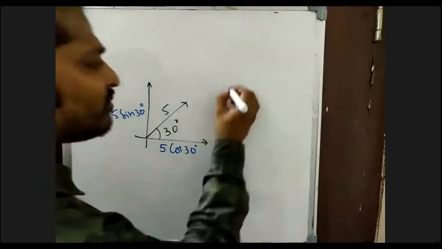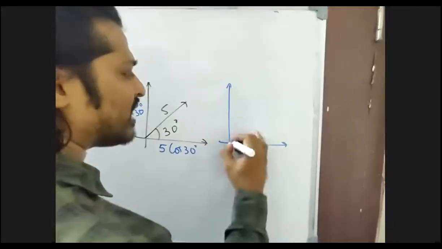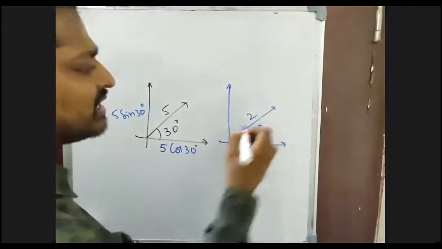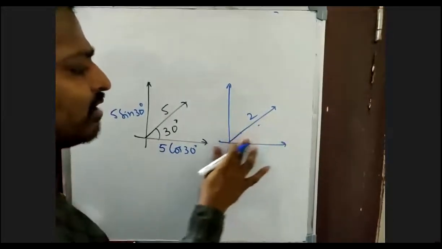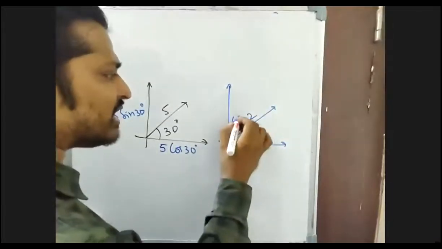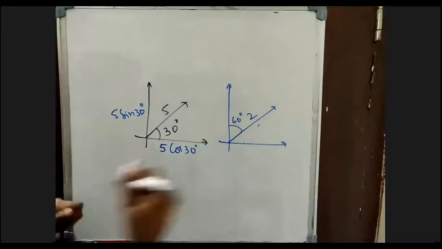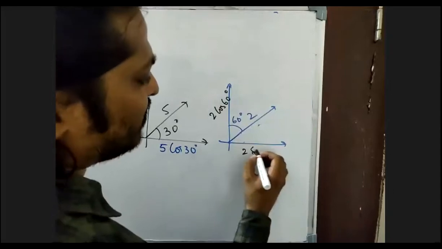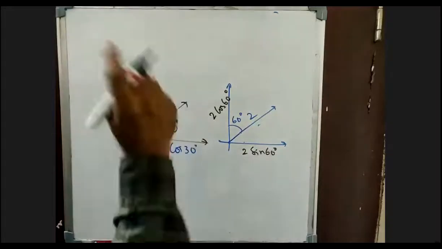I'm giving you one more question right now. If this is a vector of, say for example, 2 units, and this is making an angle of 60 degrees with the vertical, now if I resolve the vector into components, this side will become 2 into cos 60 and this will become 2 into sin 60. Got it? This comes up a lot in kinematics as well as Newton's laws of motion.